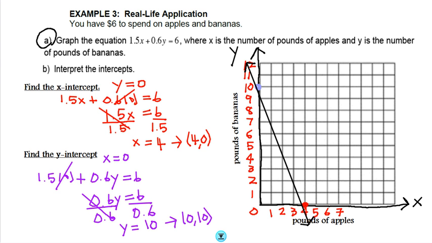So the correct graph should look like this. So it ends at this point here and this point. The line stays in quadrant 1 because your numbers cannot be negative. And make sure you label the equation on the graph. 1.5x plus 0.6y equals 6, and that is the end. That's how you would graph for this problem.